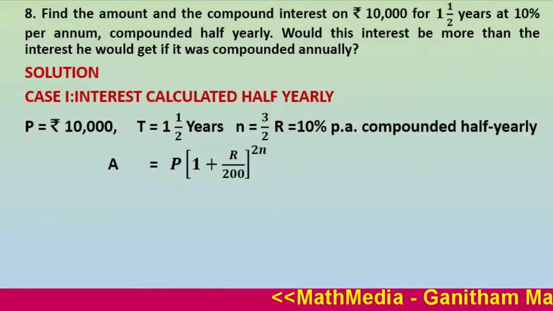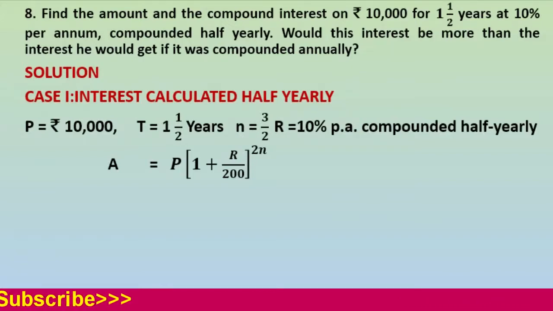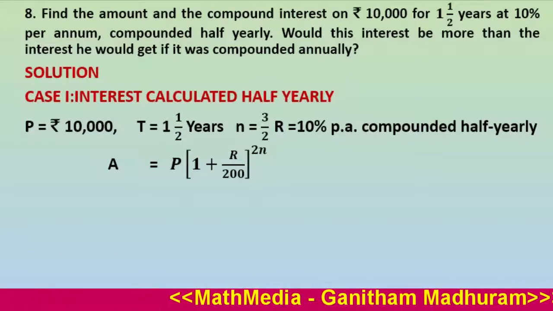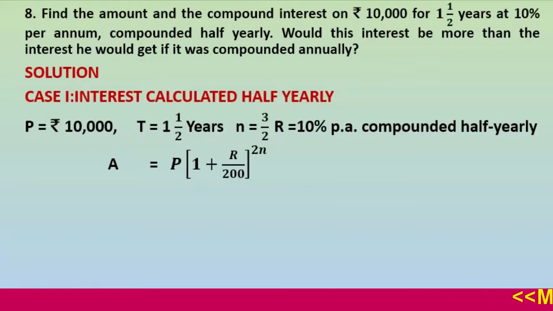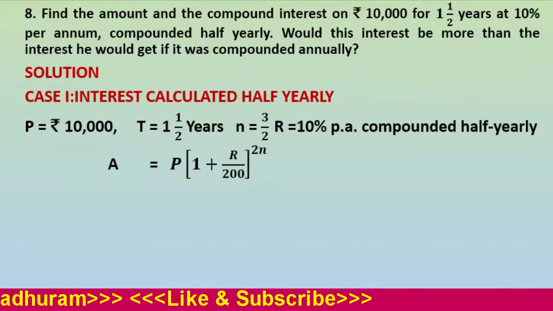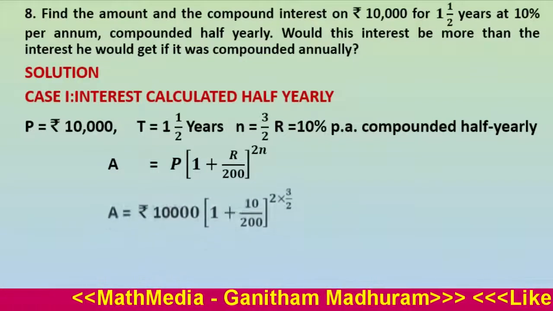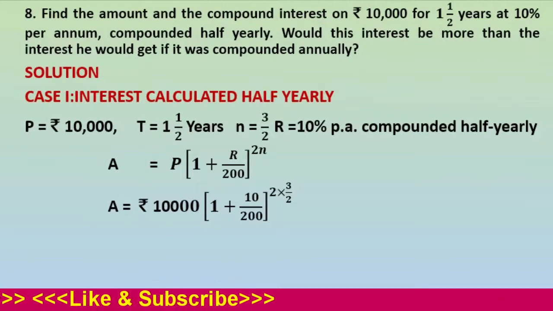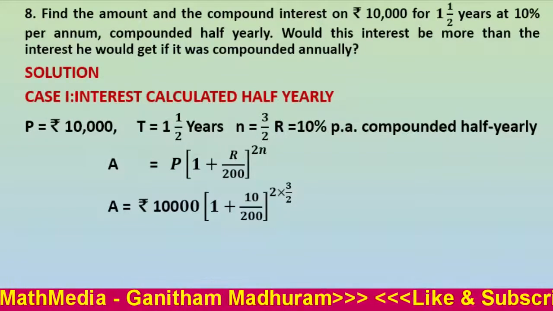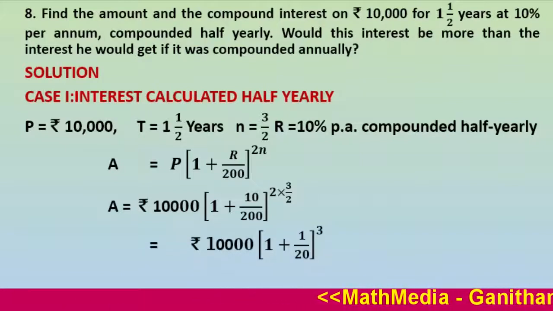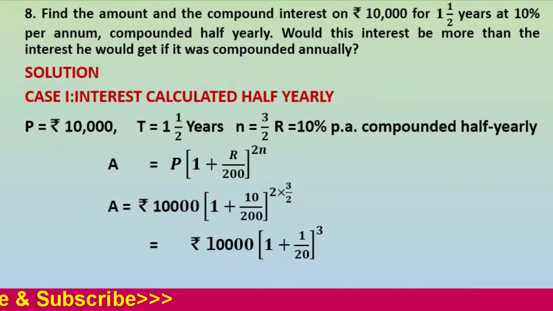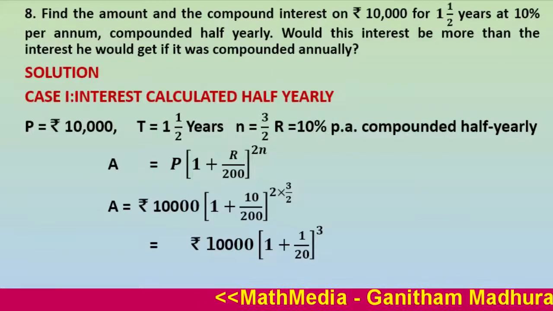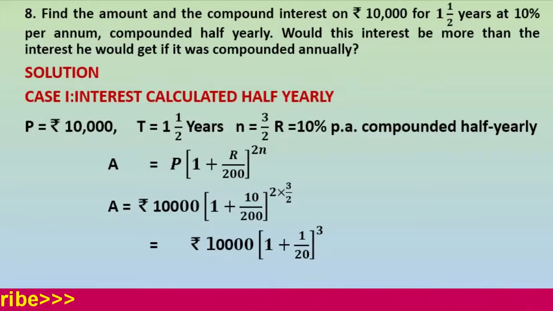Substitute the value over there, we get rupees 10,000 into 1 plus 10 upon 200 raised to 2 into 3 by 2. 2 into 3 by 2 can be cancelled. We get a whole cube. Similarly, 10 and 200 can be cancelled. We get 1 upon 20. So 10,000 into 1 plus 1 upon 20 whole cube. After solving the bracket, we get 21 upon 20 whole cube. So 10,000 into 21 upon 20 whole cube. That is equal to 10,000 into 21 into 21 into 21 whole divided by 20 into 20 into 20.